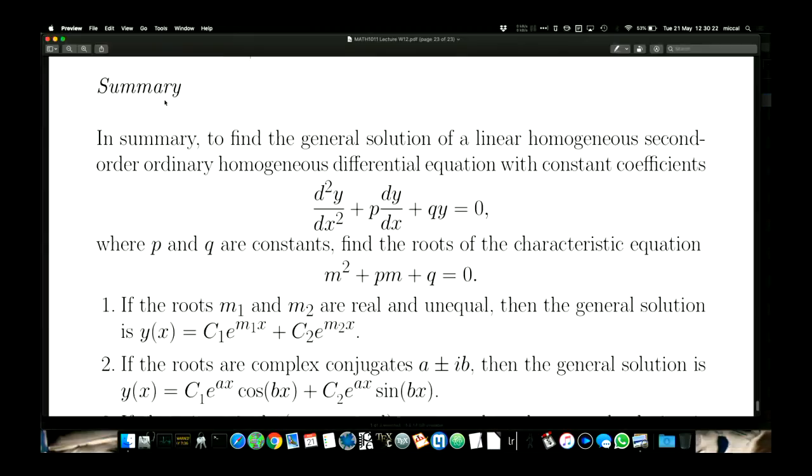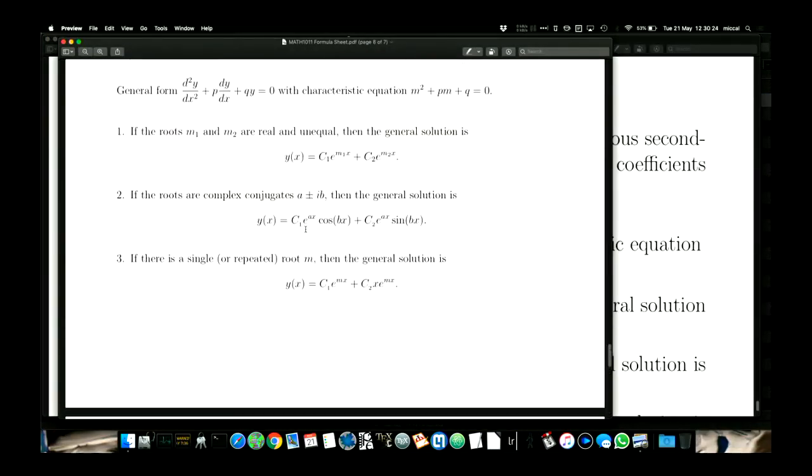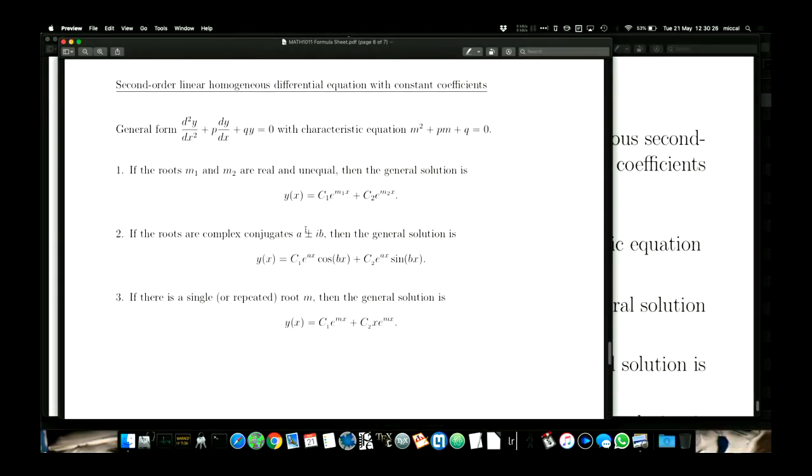All right, so this is easy. This is really, really easy. If I ask you to solve, this is the only type of second order DE I'm going to get you to solve, with constant coefficients. It's got characteristic equation m squared plus pm plus q equals 0. If the quadratic's got two real distinct roots, that's the answer.